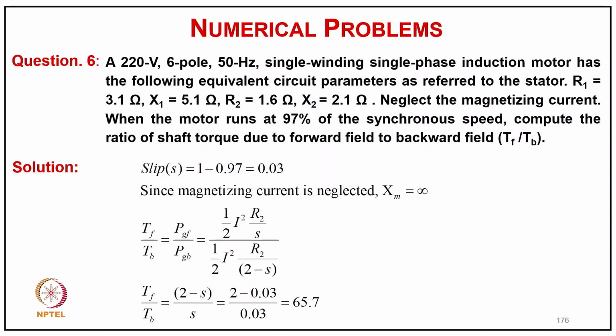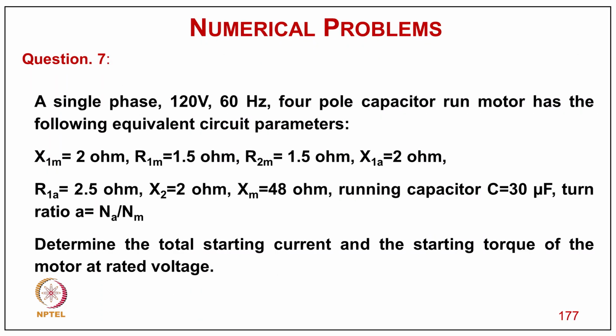You can have PGF upon PGB, and the value is half I square R2 by S divided by half I square R2 by 2 minus S. So TF upon TB comes 2 minus S upon S, and putting the value it comes 65.7.